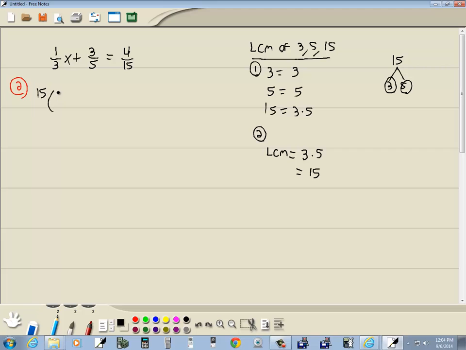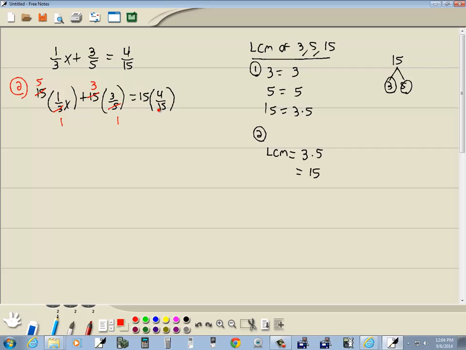So I take 15 times 1/3 x. I'll take 15 times 3/5. And I'll take 15 times 4/15. Now 15 and 3 are both divisible by 3. 3 divided by 3 is 1. 15 divided by 3 is 5. 5 and 15 both divisible by 5. 5 divided by 5 is 1. 15 divided by 5 is 3.